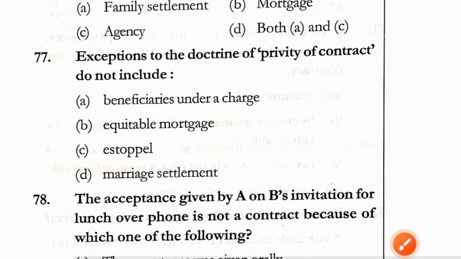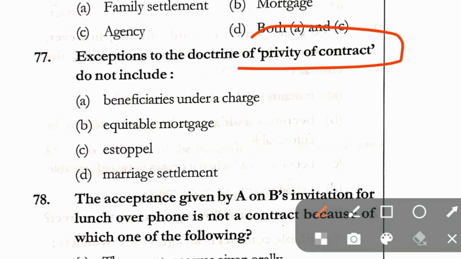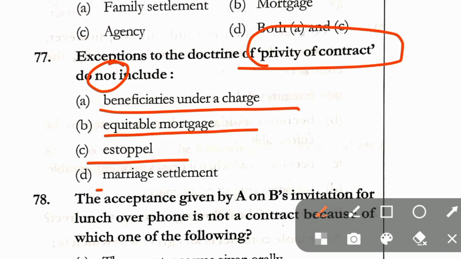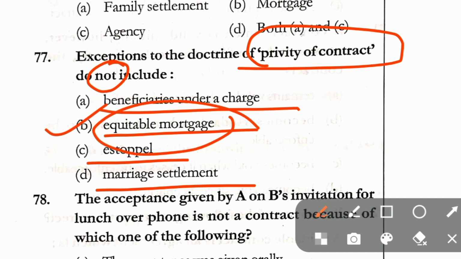Question number 77. Exceptions to the doctrine of privity of contract do not include option A, beneficiaries under a charge, option B, equitable mortgage, option C, estoppel, and option D, marriage settlement. Correct answer here is option B, that is equitable mortgage.